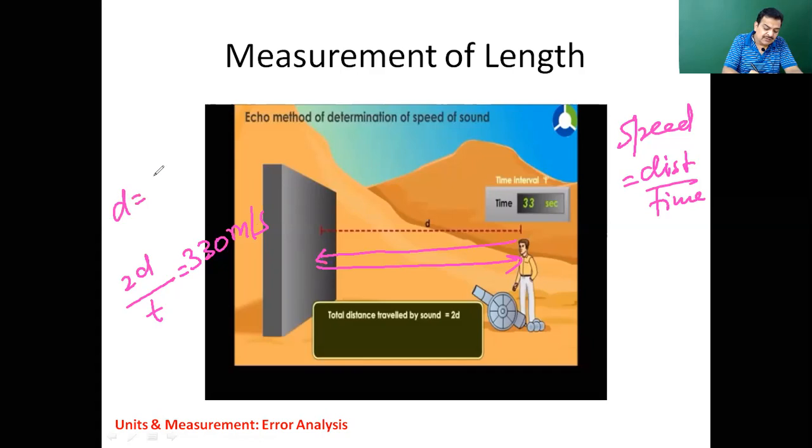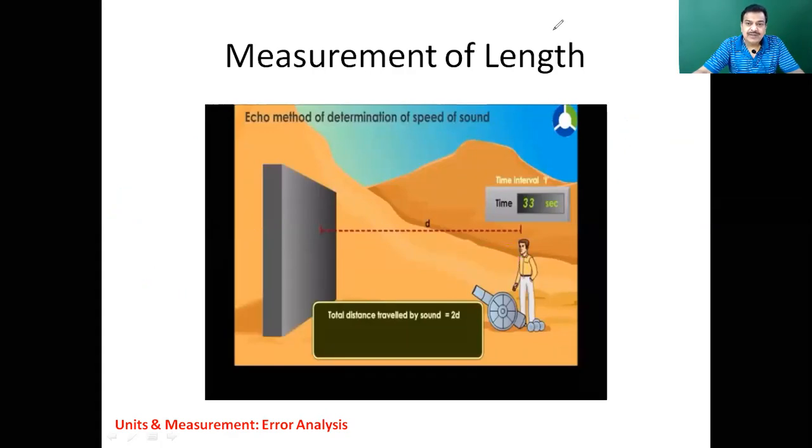So the distance is equal to 330 into time upon 2. So it is 165 into t. So you can easily calculate the distance of the wall or the obstruction from you. So this is called the echo method. And this echo method is used in many of the physical phenomena. We will tell you about that later.